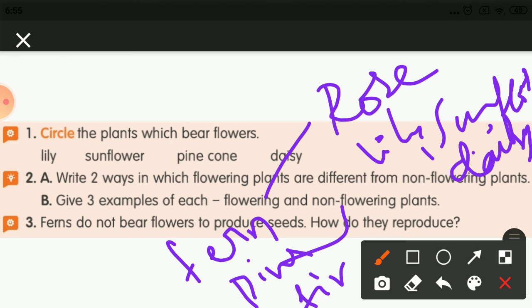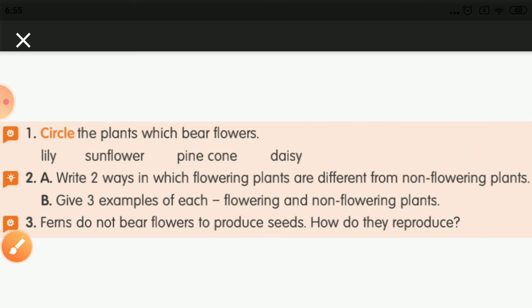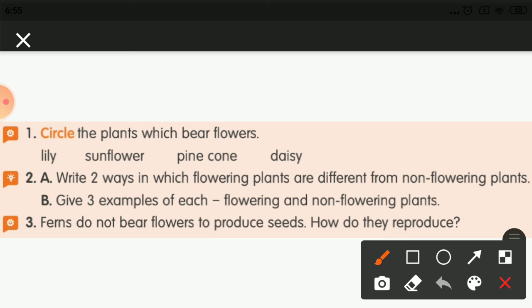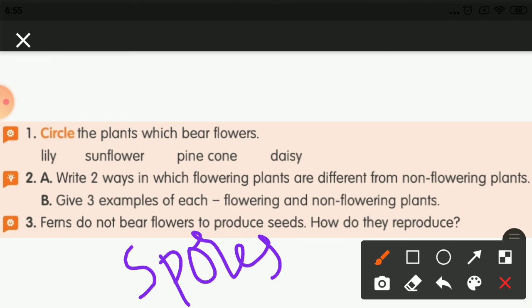Okay children, now the third question: ferns do not bear any flowers to reproduce seeds, so how do they reproduce? Ferns don't have any flowers, but they have specialized structures called spores on the lower side of the leaf. With the help of those spores, a fern plant reproduces.